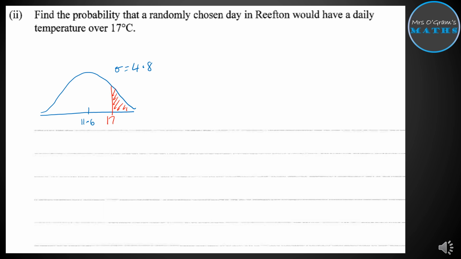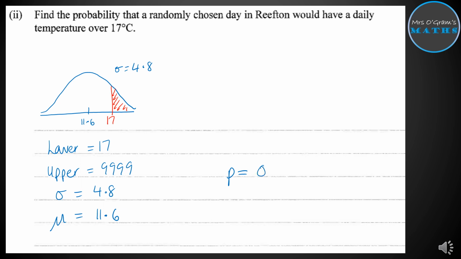Okay, so pop it into the calculator, and we're going to do a right tail or upper limit of a very high number, and we'll get our probability. It's probably worth writing down what you entered into the calculator to be able to get your answer, and then the probability is 0.1303.